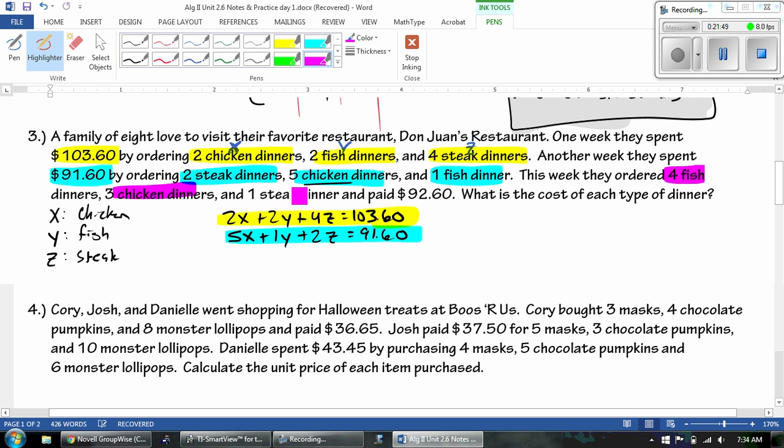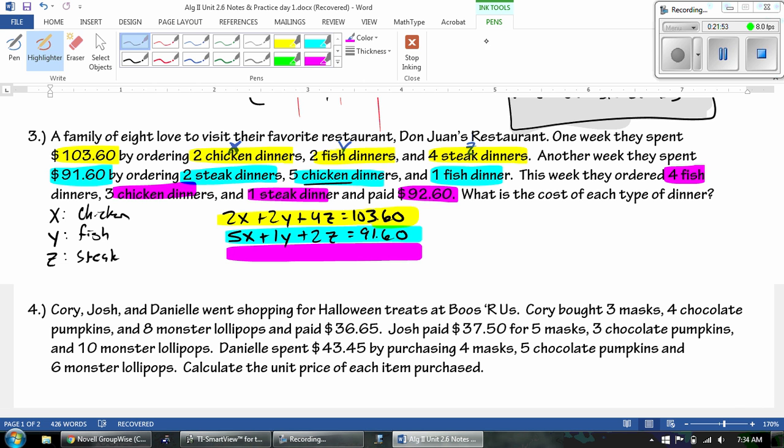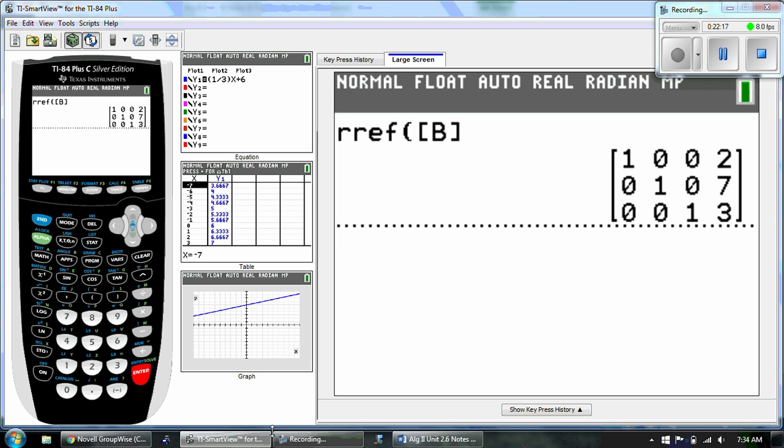Okay, 4 fish, 3 chicken, 1 steak, and 92.60. Okay, so my chicken was 3, so 3 chicken. Then I need my fish, which was 4, and then the steak, which is 1, and that equals 92.60. Okay, now let's go ahead and plug everything in here.